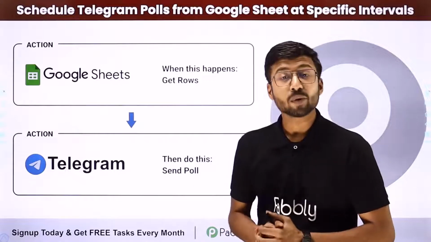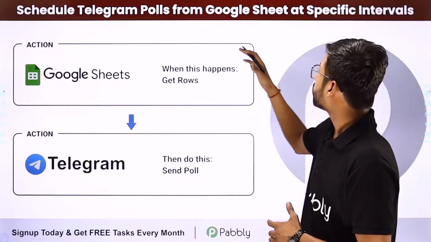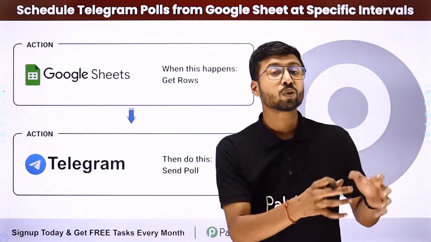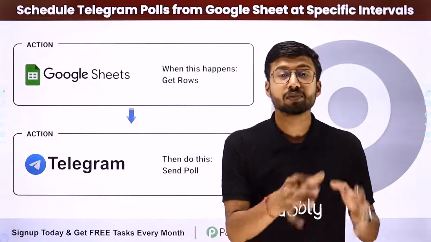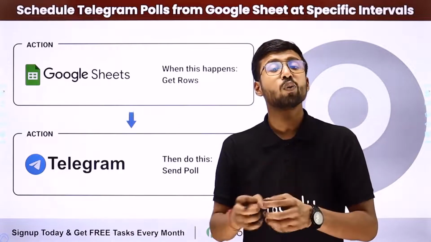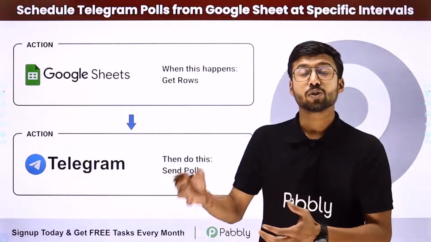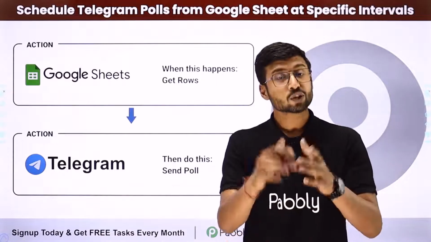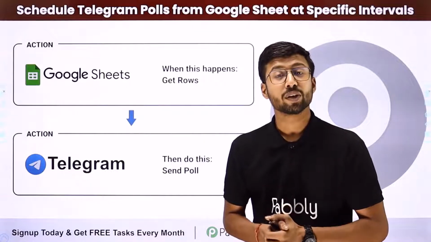So in this video, we are going to learn how to send Telegram polls from Google Sheet at specific intervals. Now suppose, guys, in a Google Sheet you have added some questions with some options, and one by one you want to send those questions as polls on your Telegram group or Telegram channel at a regular time interval. So let me tell you, you can actually automate this process.